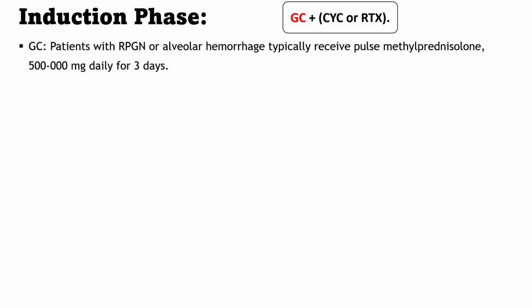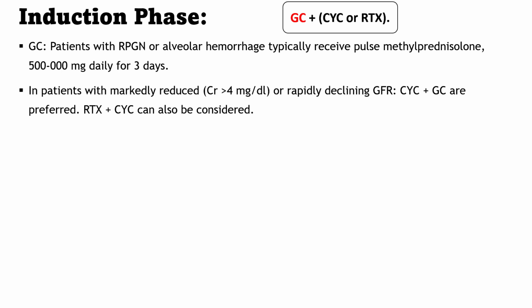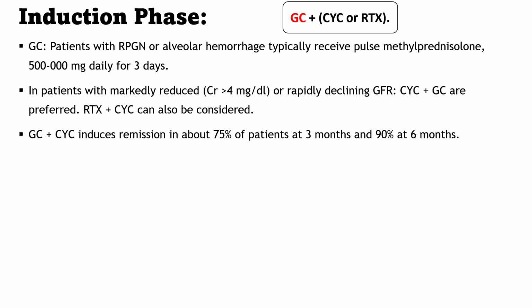So, to have the guidelines in summary, for the induction phase, you can start with glucocorticoid plus cyclophosphamide or rituximab. For glucocorticoid, patients with RPGN or alveolar hemorrhage typically receive pulse methylprednisolone 500 to 1000 milligrams daily for 3 days. In patients with markedly reduced kidney function, meaning creatinine more than 4 or rapidly declining GFR, cyclophosphamide plus glucocorticoid are preferred. Also, rituximab plus cyclophosphamide can be considered.